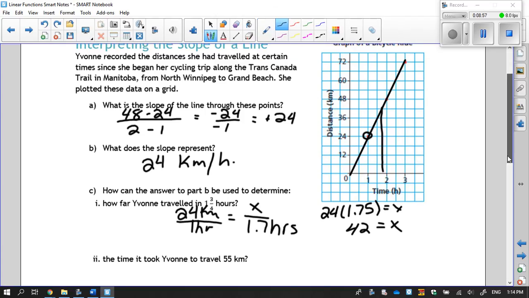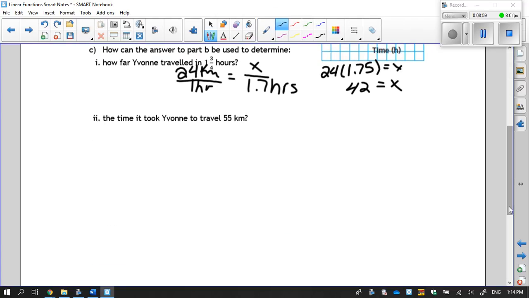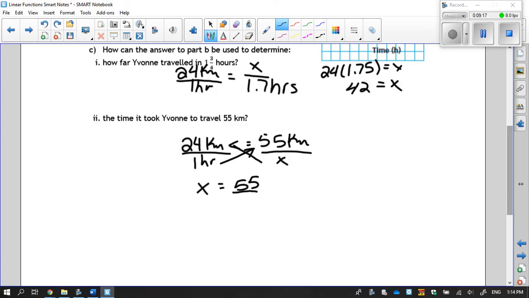Okay, next one. The time it took Yvonne to travel 55 kilometers, same deal, 24 kilometers, 1 hour is equal to 55 kilometers over x. So then these guys just multiply and trade places. X is equal to 55 divided by 24, which gives us 2.29 hours. And you can use the graph again to confirm that. That's it though. Head off onto the assignment. Let me know if you have any questions.